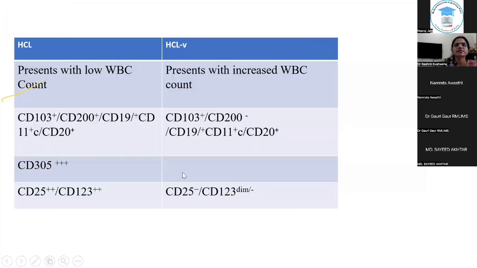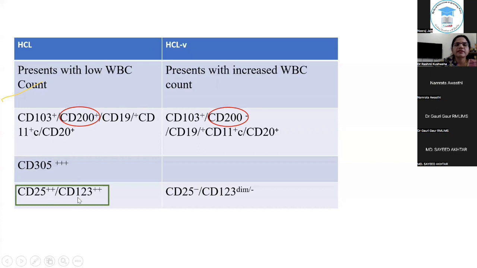Now, this slide is just to show the difference between classical hairy cell leukemia and hairy cell leukemia variant. These patients present with very low WBC count, whereas the variant presents with increased WBC count. Moreover, morphologically, the variant cells will have prominent nucleoli as compared to the classical hairy cell leukemia cell. On immunophenotype, classical hairy cell leukemia is very bright CD200 positive, whereas the variant is CD200 negative.